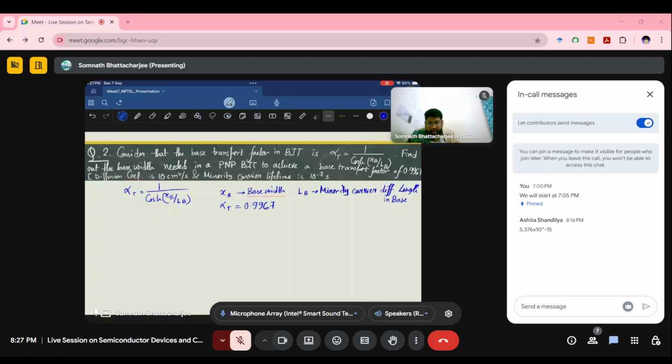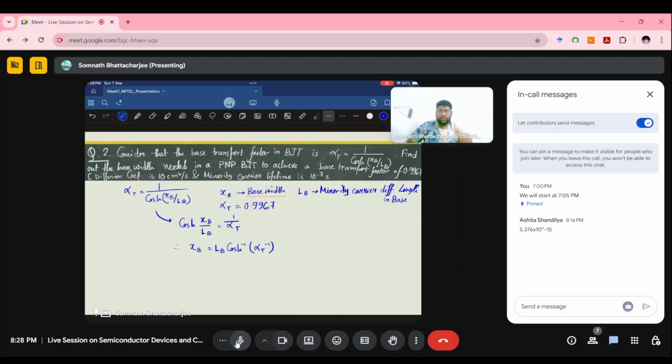I'll provide the answer if nobody has got this. We just have to do this, right? Cosh of XB by LB equals 1 by alpha T. So we can write it like this, right? XB is LB multiplied by cosh inverse of alpha T inverse. So this is the basic value of this.